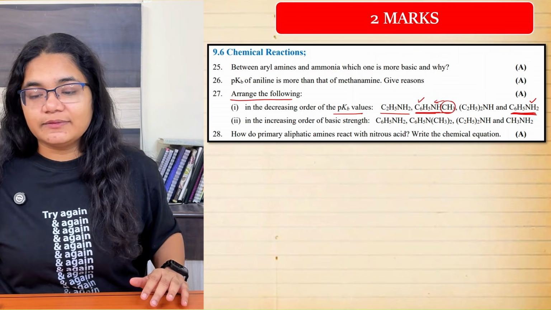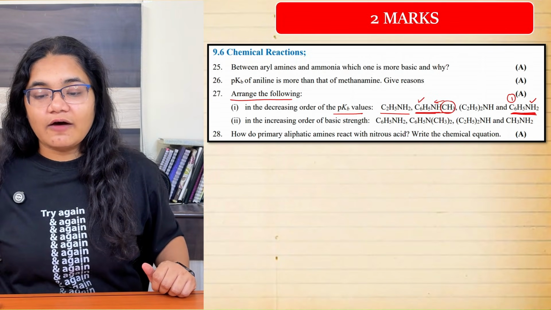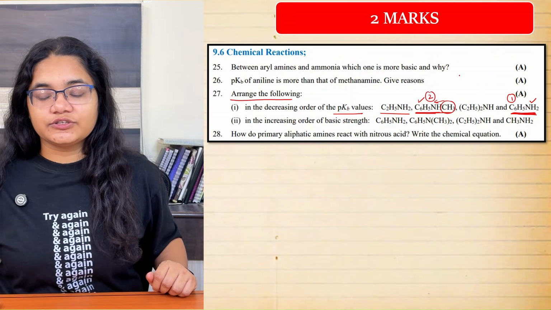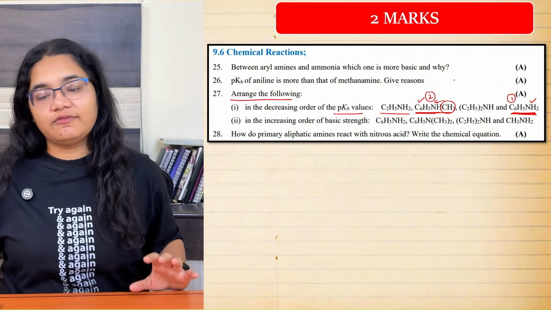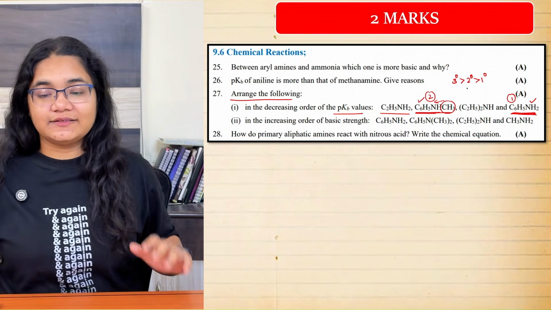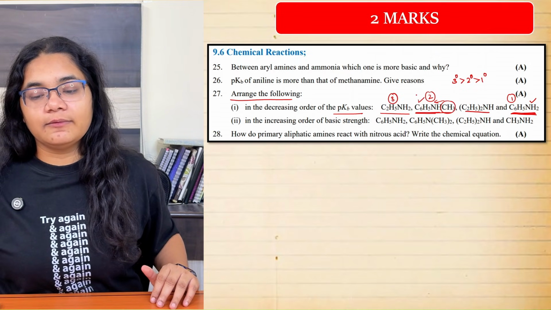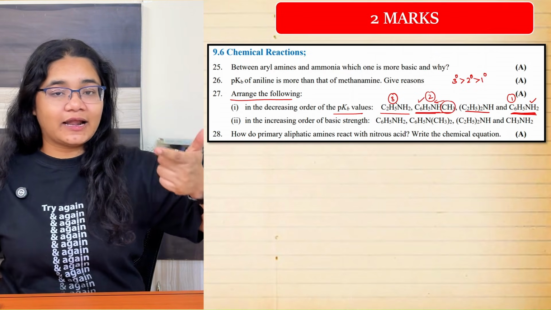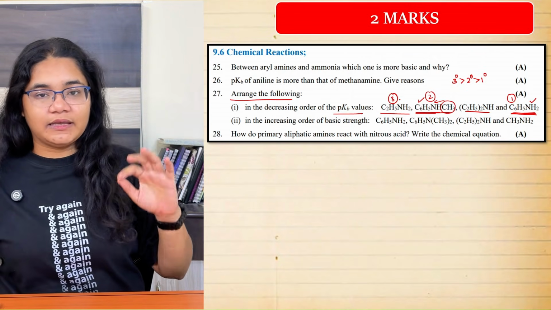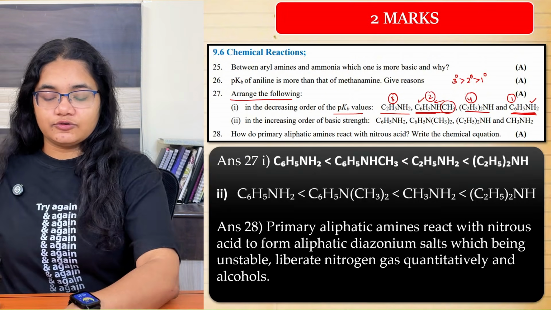So if this is least basic, then its pKb value will be highest. So this one will be highest. After that, we will have this one. If you compare these two structures on the basis of inductive effect, the order of basicity is 3 degree, 2 degree, 1 degree in the gaseous phase. So this is 2 degree and this is 1 degree. So this one will be least basic. After that, the others will be basic in decreasing order, so the pKb value will be higher. Then here we will have this one. So you can see the order.